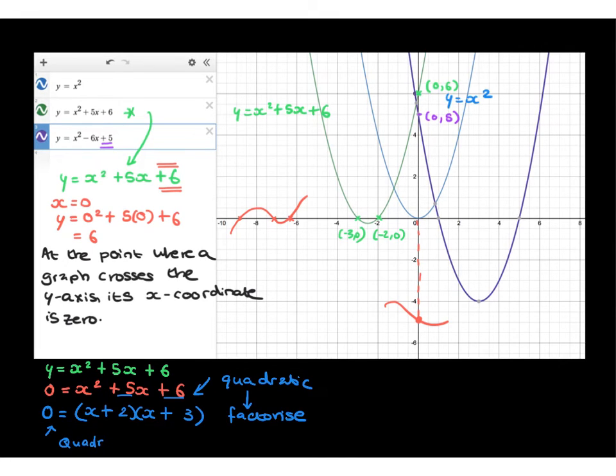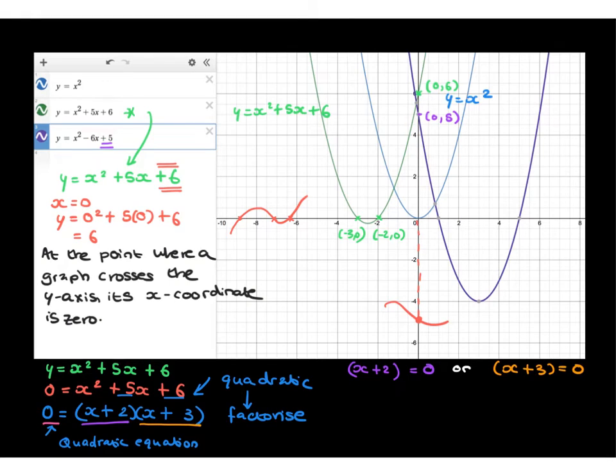If you have a product, and that's what we have here, a product of x plus 2 and x plus 3. We have two brackets which are being multiplied together, and this results in a value of 0. Now, the only way that you can multiply two things together and get an answer of 0 is if one of the two things is actually equal to 0. So either x plus 2 has got to equal 0, or the alternative is that the other bracket, x plus 3, has got to equal 0.